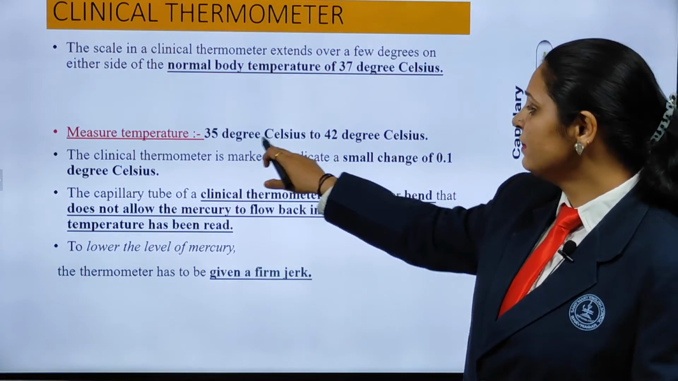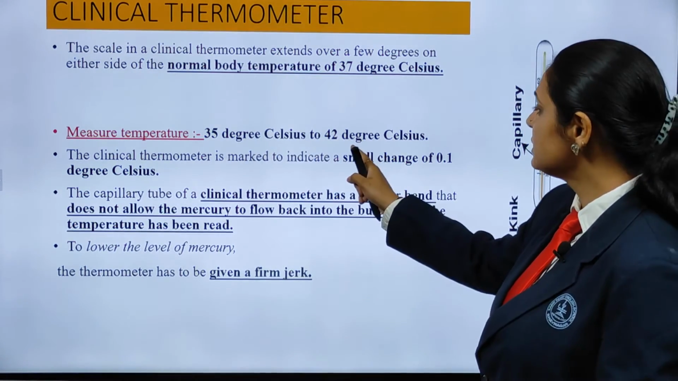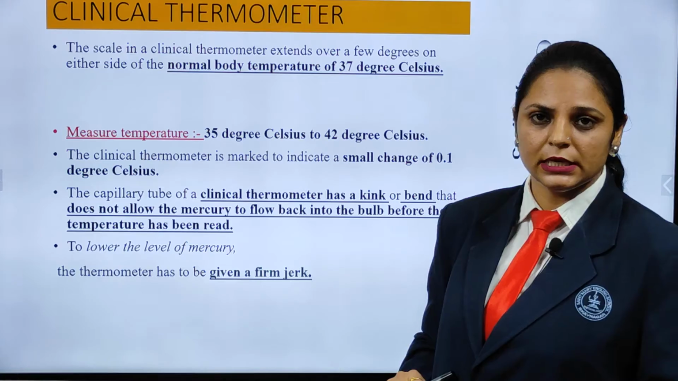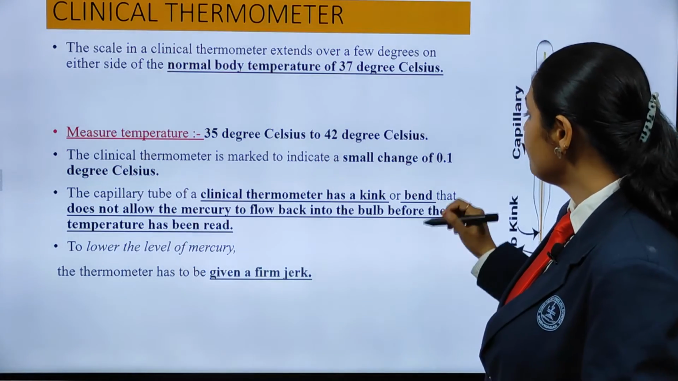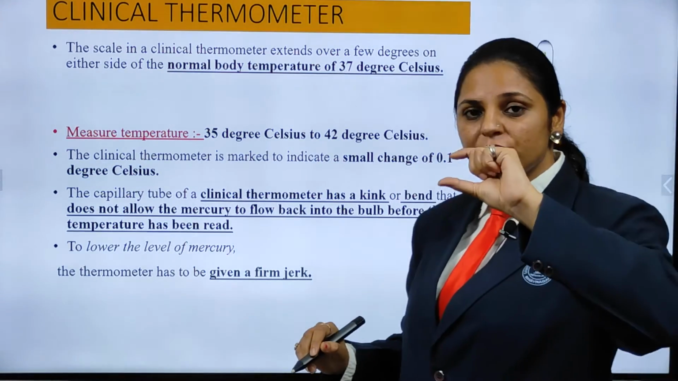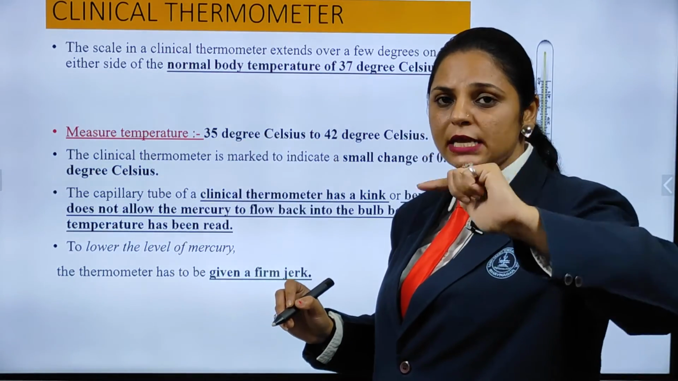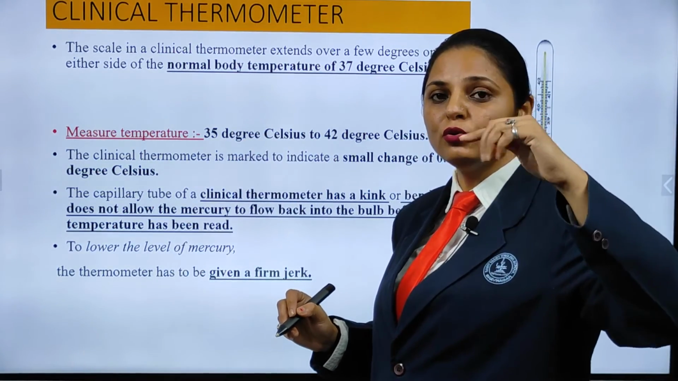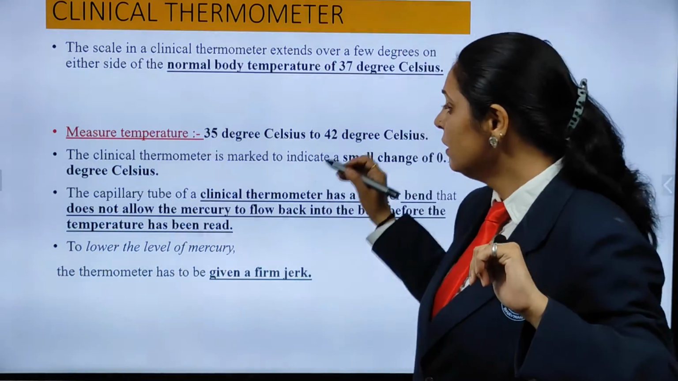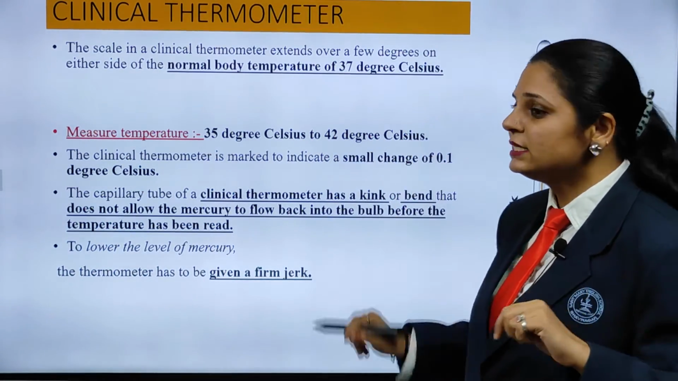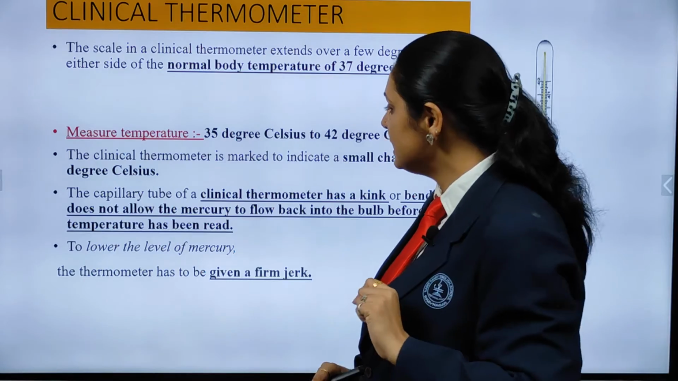So 37 degrees Celsius, and the last temperature on the scale is 42 degrees Celsius. And the small change from one mark to another, say for example from 35 to 36, as you move along the graduation to the 36 mark, the small change is 0.1 degree Celsius.